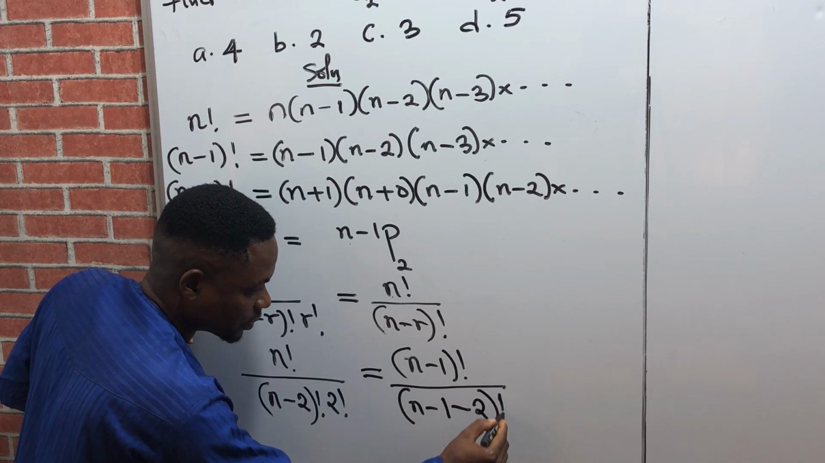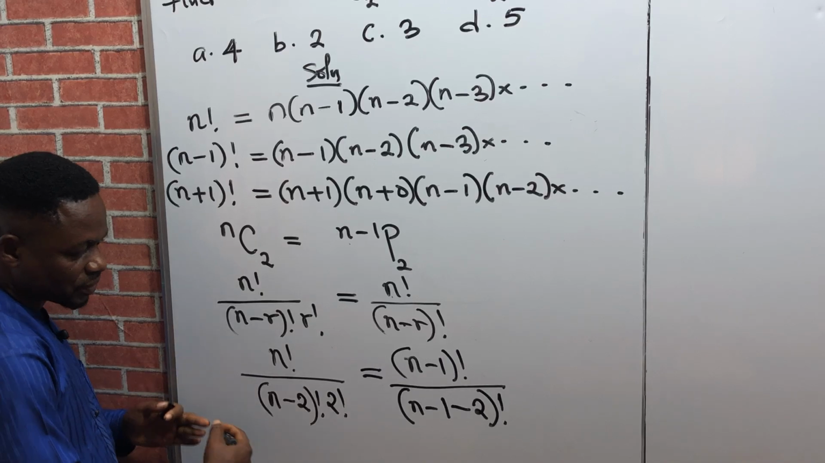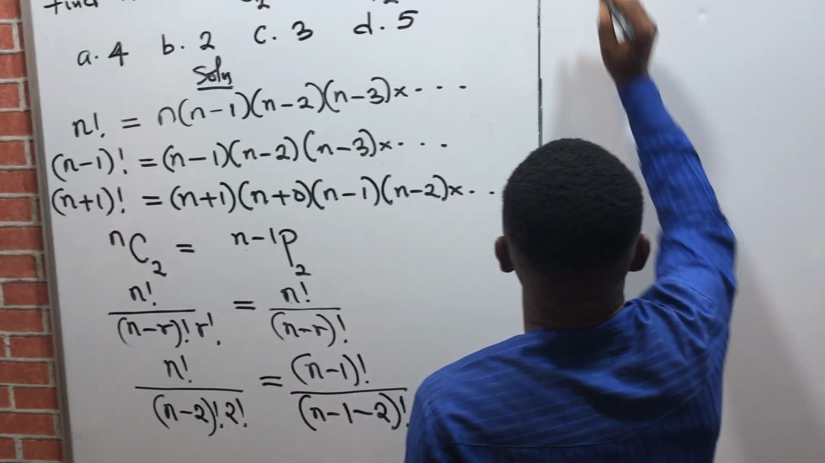Then close the bracket or factorial. Now, what is the next thing? Let us now simplify it out. Now, I want you to watch. If you observe this, we have what?